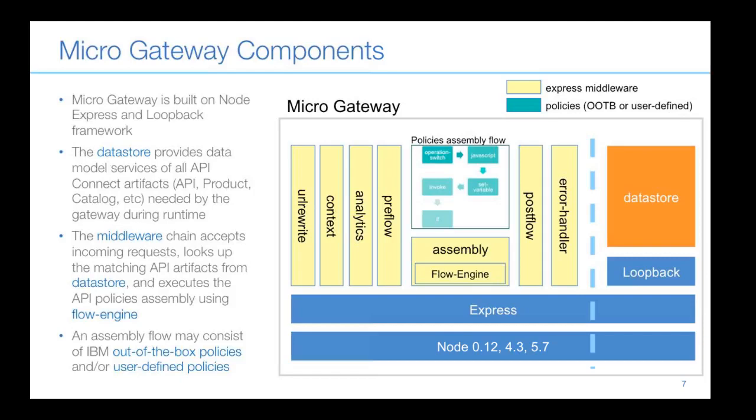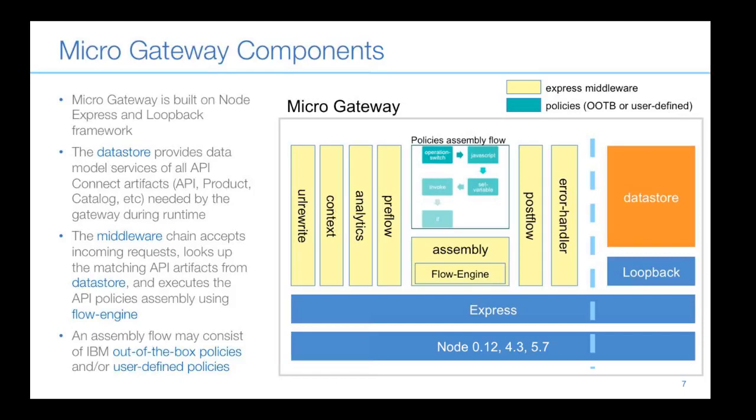Okay, so when the request comes in, the very first component that the request touches is the URL rewrite middleware. What it does is rewrite the incoming URL to make it not contain the organization and catalog short names in the URL. That's what the URL rewrite does.